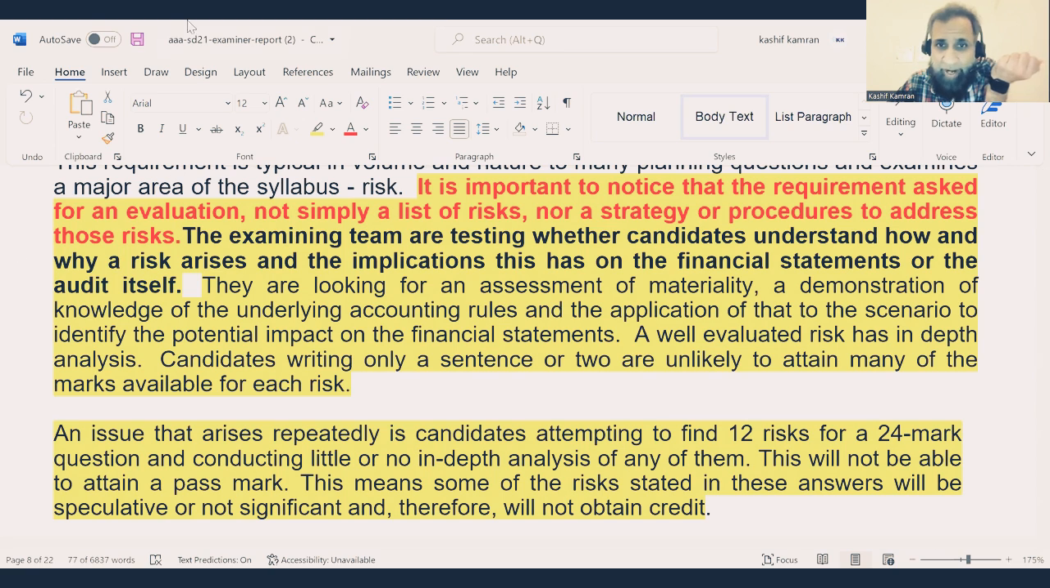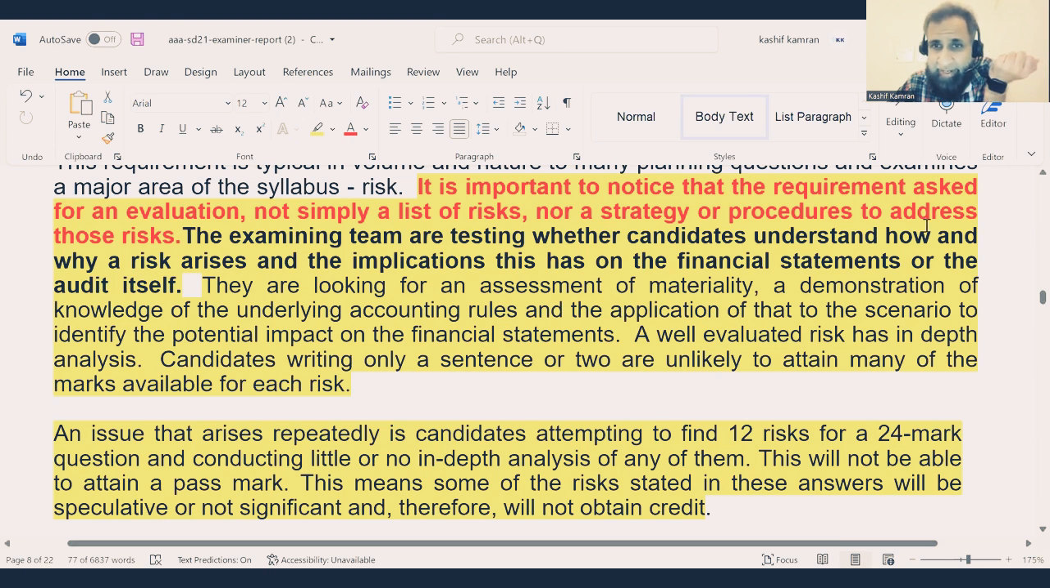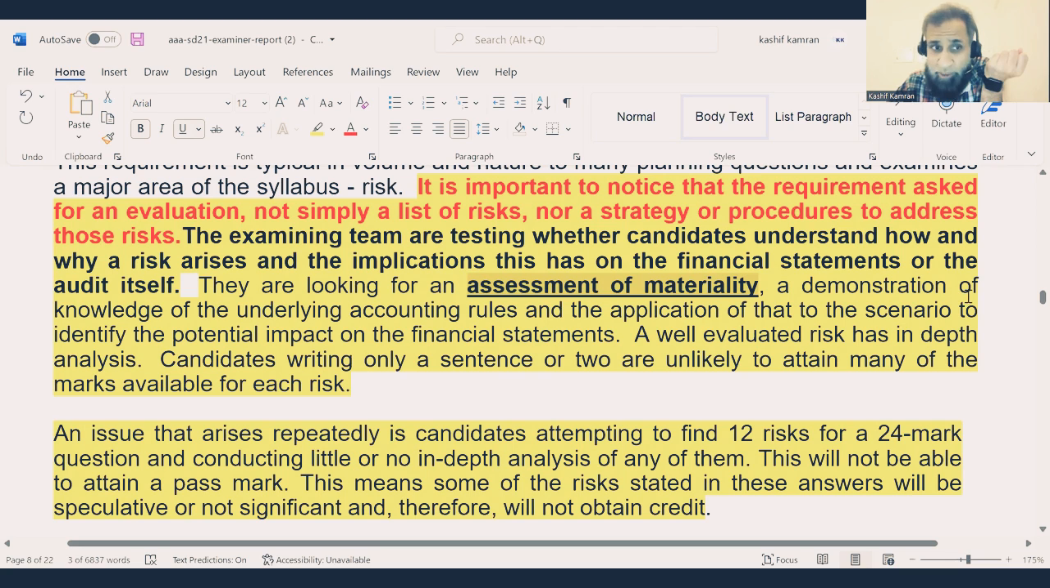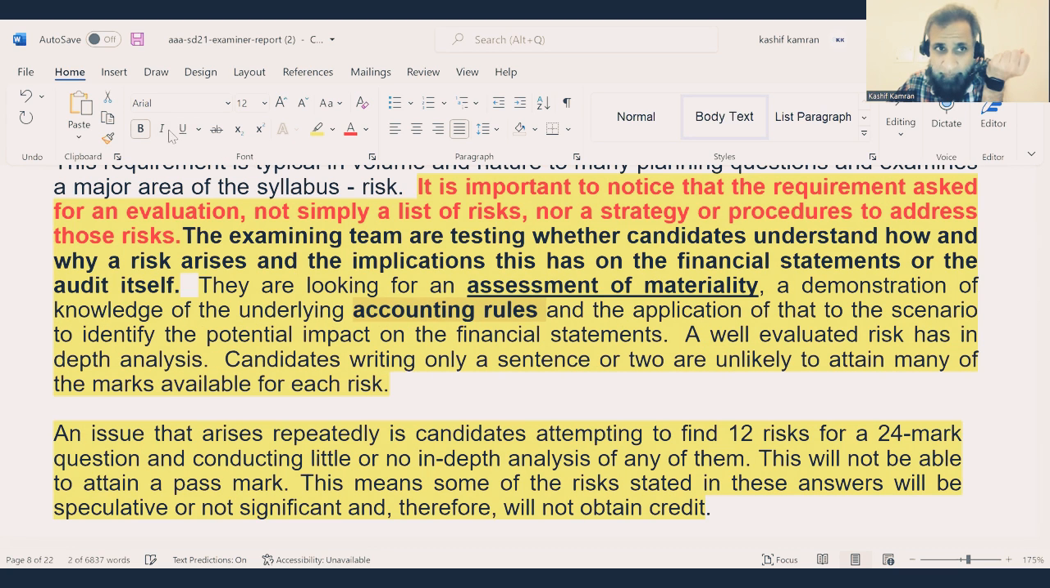The examining team are testing whether the candidates understand how and why a risk arises and the implication this has on the financial statements. What will be understated and what will be overstated? Implication on the financial statements. They are looking for an assessment of materiality. So have we assessed the materiality where possible when we were writing the answer? Yes. A demonstration of the accounting rule. Have we demonstrated the accounting rule where possible when we were writing the answer, all of you?